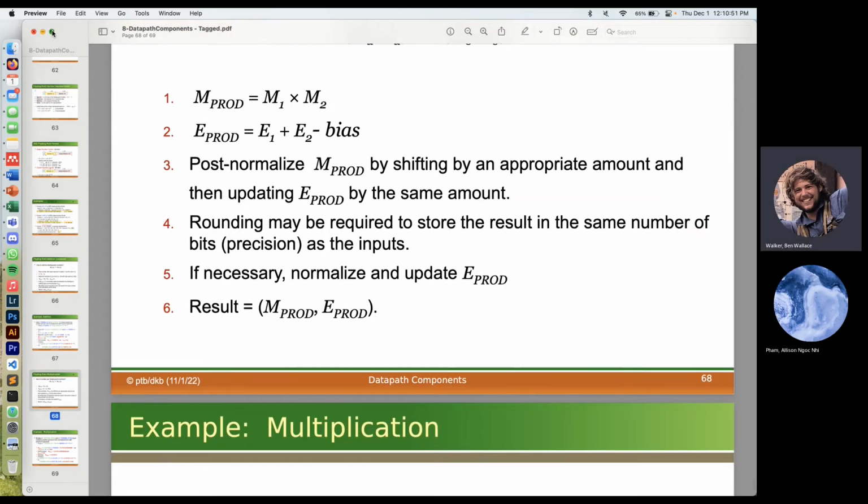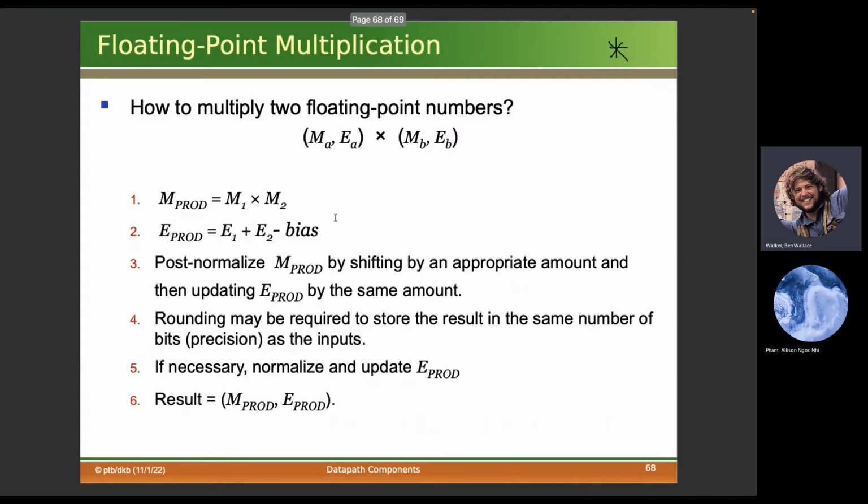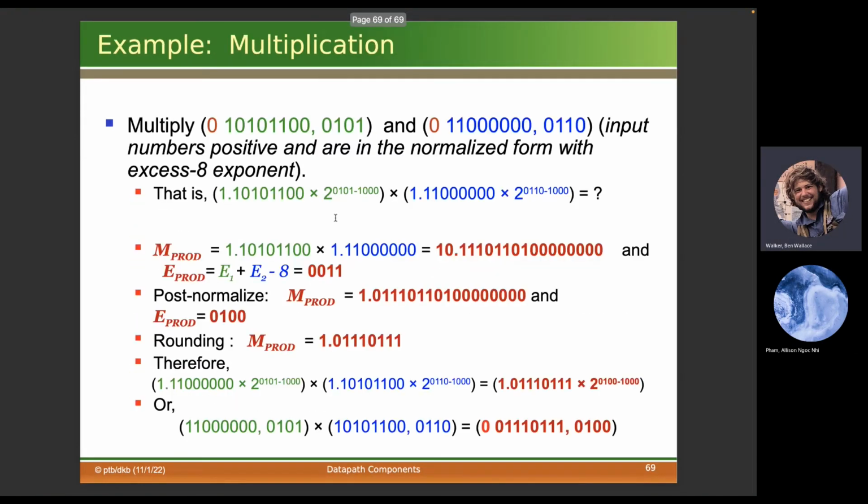Let's make this bigger. Yeah, there we go. Should have done this a while ago. Oh well.